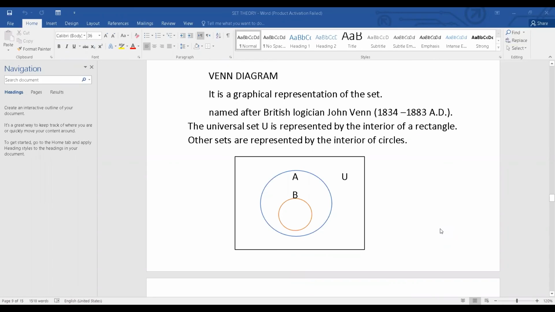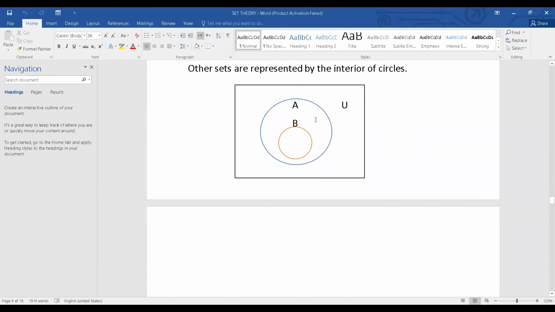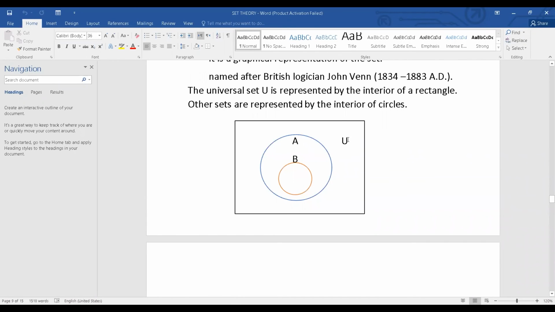Today we'll be starting Venn diagrams. What's a Venn diagram? It's a graphic representation of a set. This here is the Venn diagram. It represents the set for us. Here U is the universal set. This whole Venn diagram is represented in a rectangular form.